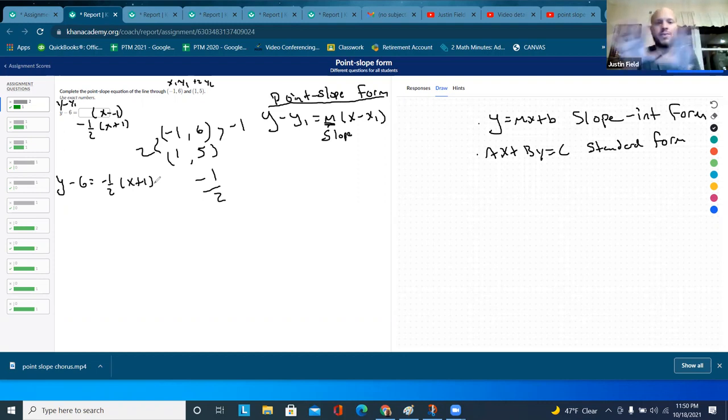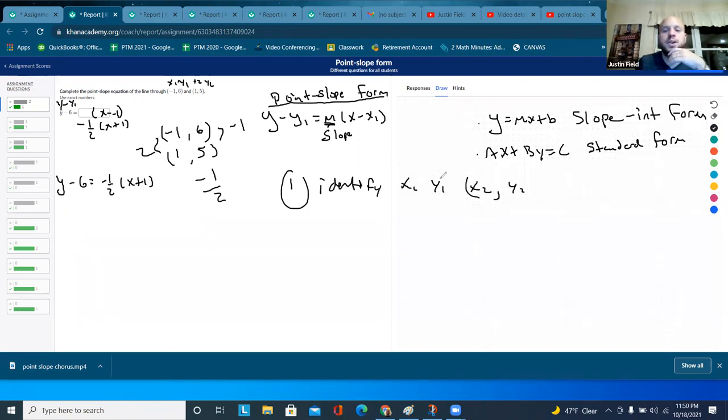Okay, so you got the 3 forms. And for this, so what did we do? We identified what x1, y1 was. Identify x1, y1, x2, y2. Use your clues, find the slope, and then substitute.